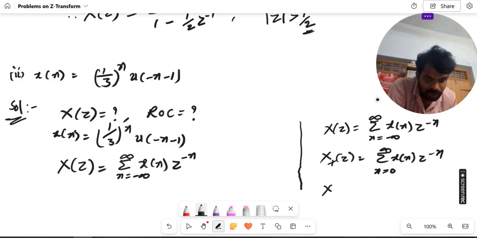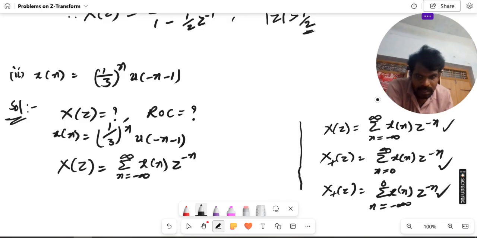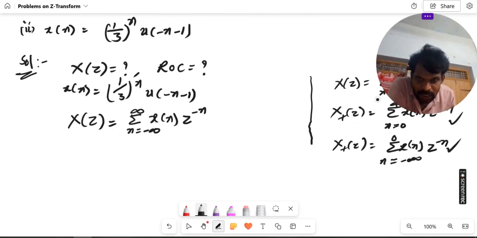And one more one-sided sequence, based on the n range, that is n is equal to minus infinity to 0 x of n into z to the power of minus n. So these three are the valid Z transforms. But here, according to the given, we have u of minus n minus 1. Let us substitute that x of n in this formula.